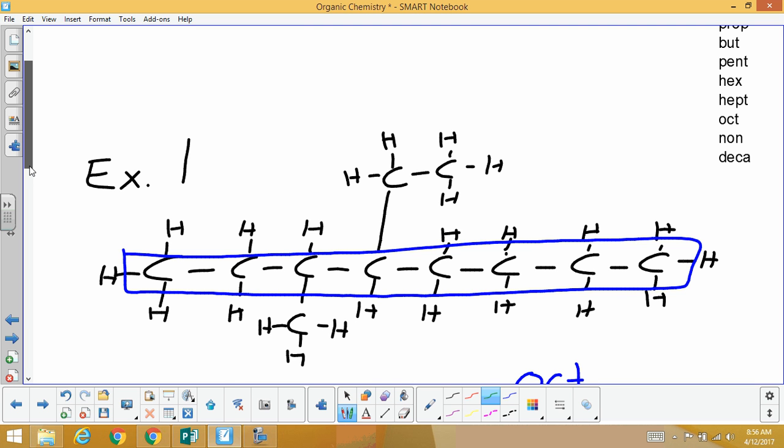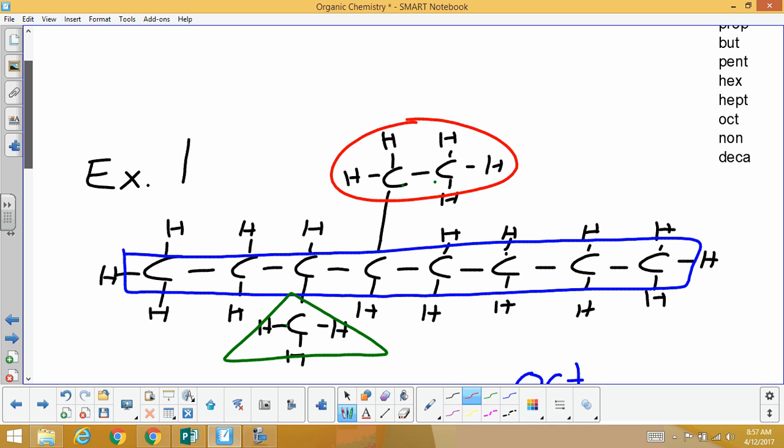The bottom one here, this is C with 3 H's. Just going to pick a shape and say that's going to be the triangle. Up here, the other thing that's not attached, 2 C's. That's not the same as the one on the bottom, so I'm going to put another symbol around it, and that's going to be our second group or branch. Now, what are these branches called? How are we going to identify them?